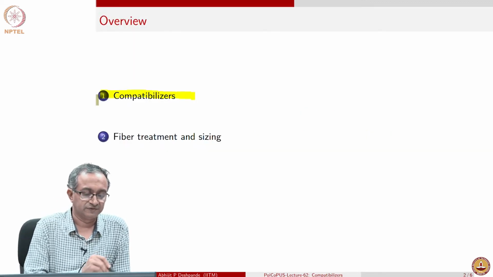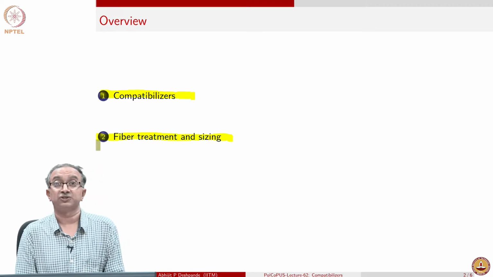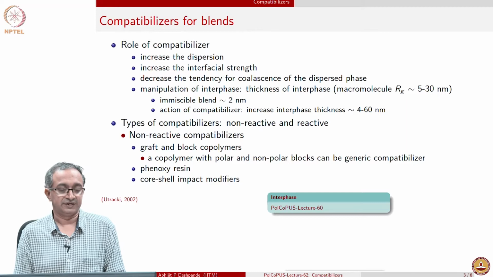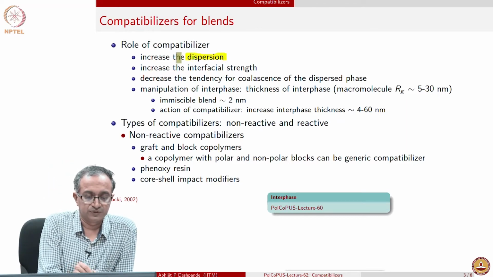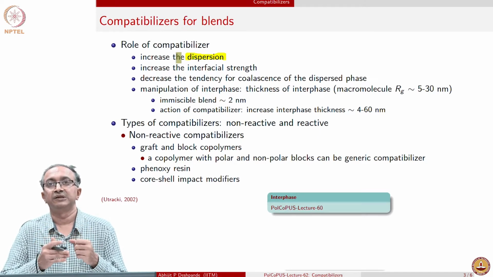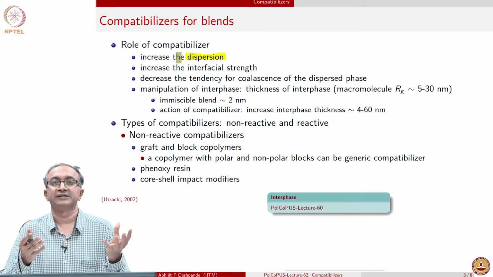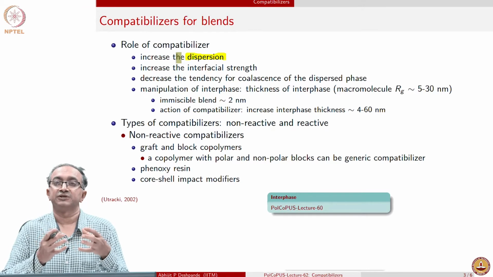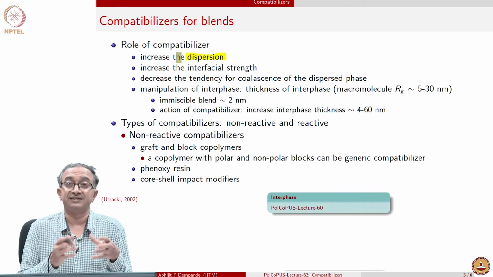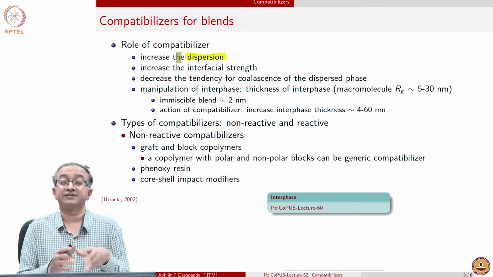We will look at what the different types of compatibilizers are, and also we will see these compatibilizers in case of composite materials. So, compatibilizers for blends, their main role is to increase the dispersion. If two polymer systems are not miscible, then the tendency will be for them to form layered materials. But what we want quite often is dispersion of one component in another. And therefore, when we say increase the dispersion, what we imply is that both the polymers are as well mixed as possible.